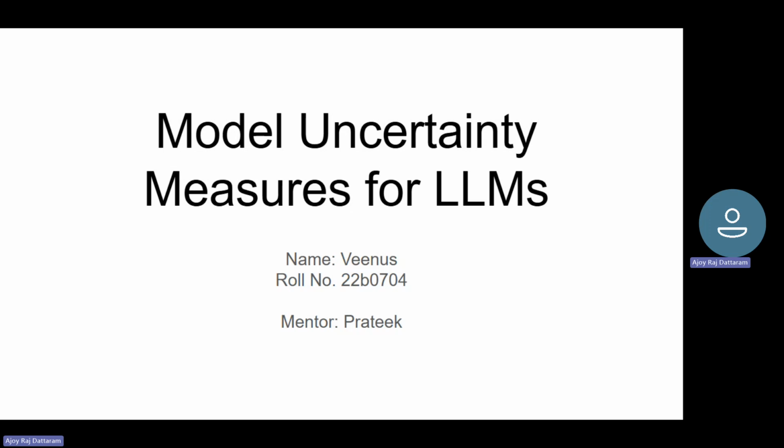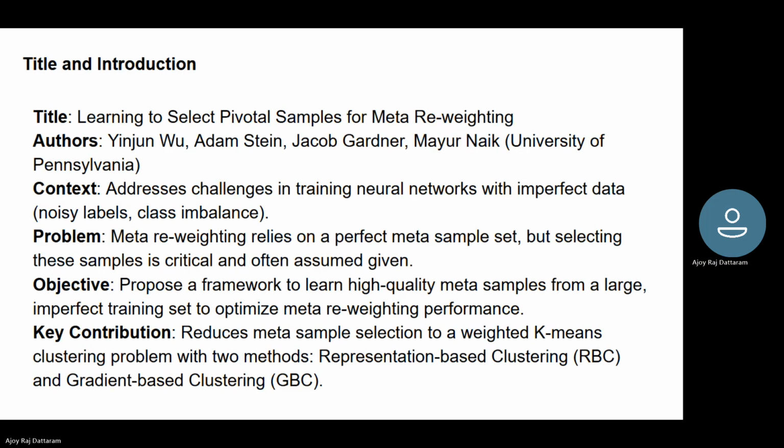So, hello everyone. Today I will be presenting the paper Learning to Select Core Samples for Meta Reweighting by a professor from Pennsylvania. So the context is, this paper takes a case on training neural networks dealing with imperfect data like noisy labels or class imbalance, where some categories have fewer examples. These problems are common in real world data sets and can hurt how well the model performs.